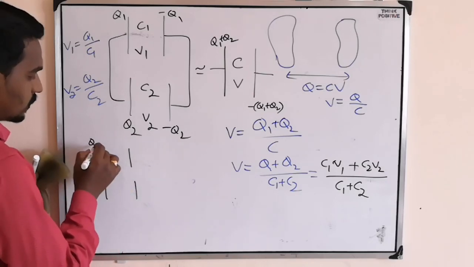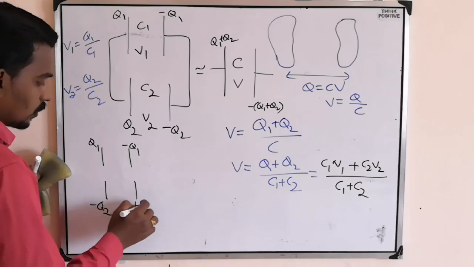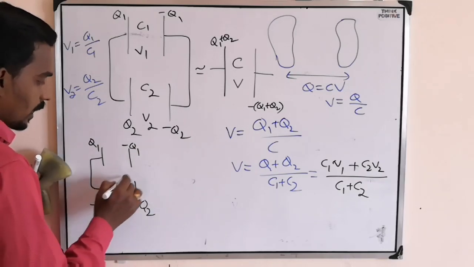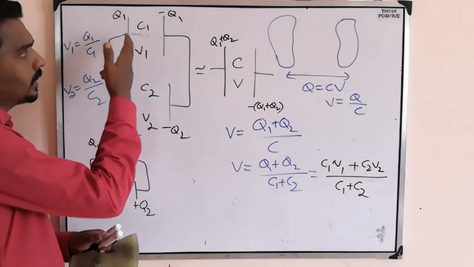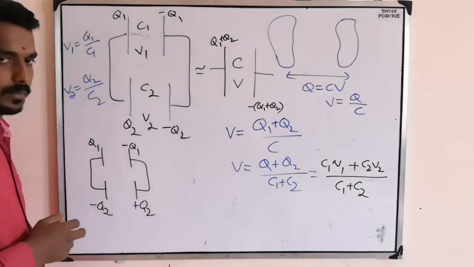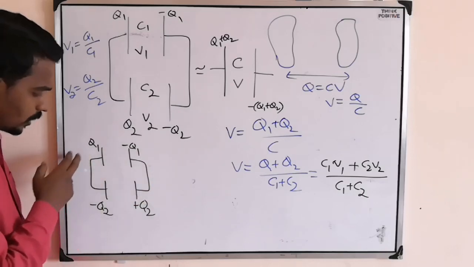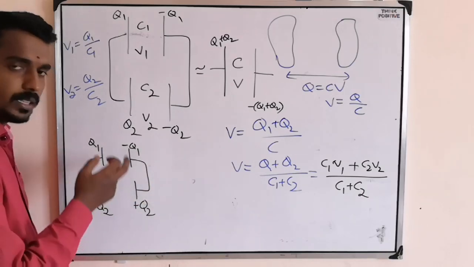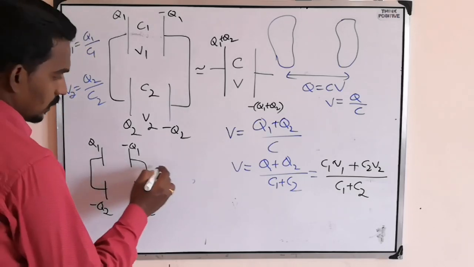This is plus Q1, minus Q1. But this is minus Q2, this is plus Q2. Now they connected. Here they connected positive plate to positive, negative plate to negative. But here the polarity is reversed: positive with negative, negative with positive. Then what happens?